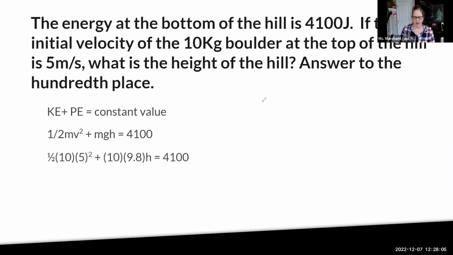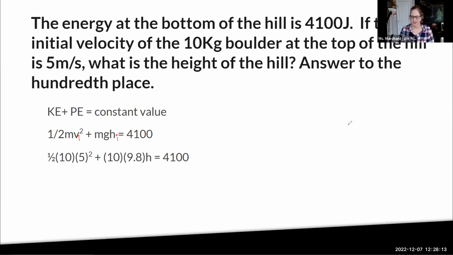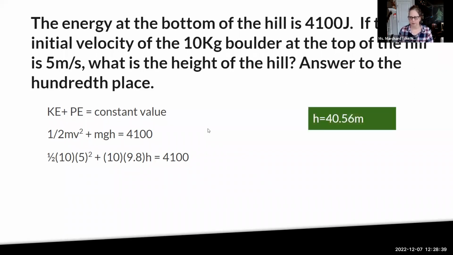I want to know the height of the hill. So I am going to be putting in my equation the velocity initial and the height initial, so that I can have an answer with a height in there. Okay, what do I know? 1/2 times the mass, which is 10, times the initial velocity squared, plus mass of 10, gravity 9.8, times height equals 4,100. Solve for the height to get that this hill is 40.56 meters tall.